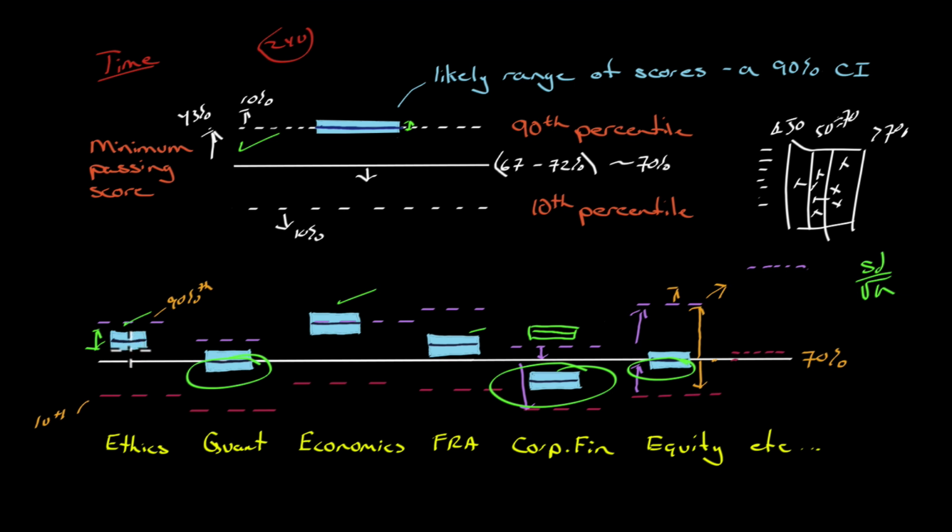So this is saying that if you did it again, they're 90% sure that you'd end up in this range. So what you don't want is, you don't want your 90% confidence interval to include the 70%. Let's say that your score was here.